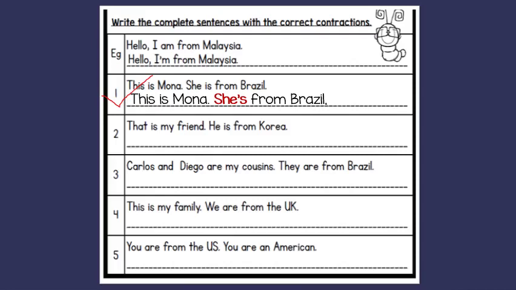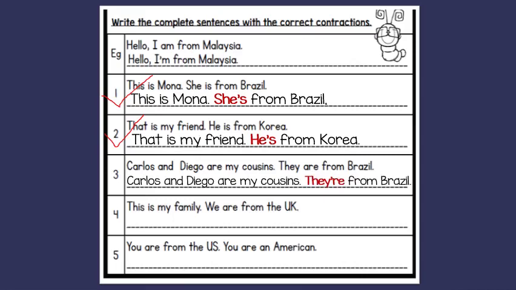Number 2. That is my friend. He is from Korea. The answer is, that is my friend. He's from Korea. If you got that correct, put a big tick on it. Number 3. Carlos and Diego are my cousins. They are from Brazil. Carlos and Diego are my cousins. They're from Brazil. If you got that correct, another tick.